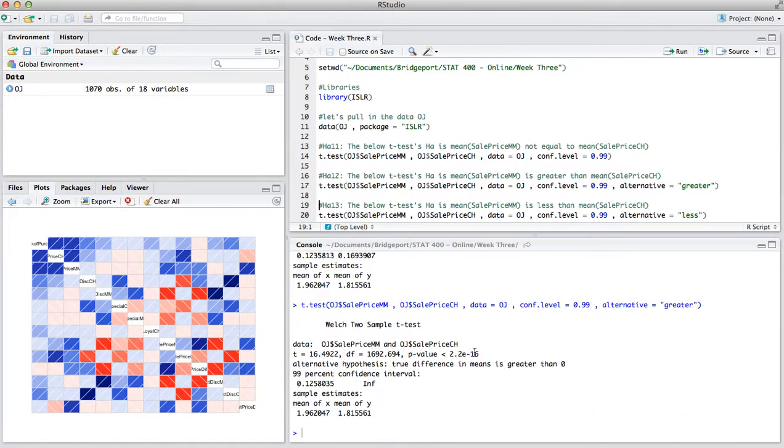I get basically the same result on the p-value, but look at what it says for the alternative hypothesis. True difference in means is greater than 0, meaning first one minus the second one is greater than 0. In other words, is Minute Maid greater than Citrus Hill? It's giving me a 99% confidence interval, and it's only giving me one number because it's a one-tailed test. I'm 99% confident that the mean difference, Minute Maid minus Citrus Hill, is at least 12.5 cents. Again, sample means.